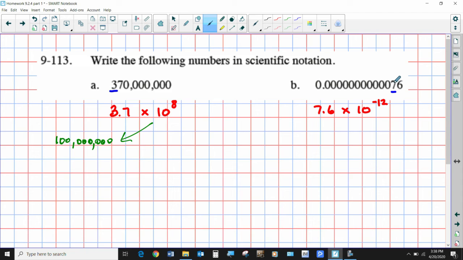This one, a little bit harder to figure out. 7 is the leading non-zero digit, and then when you've got these powers of 10 that are less than 1, I just count the number of decimal places. 1, 2, 3, 4, 5, 6, 7, 8, 9, 10, 11. The 12th decimal place, that's your answer right there.